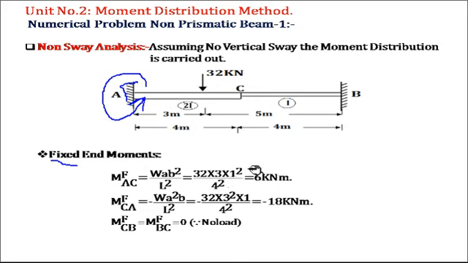So 32 into 3 into 1 square divided by 4 square. So fixed end moment in member AC is 3 kilonewton meter. Now in member CA, the fixed moment will act in clockwise direction.